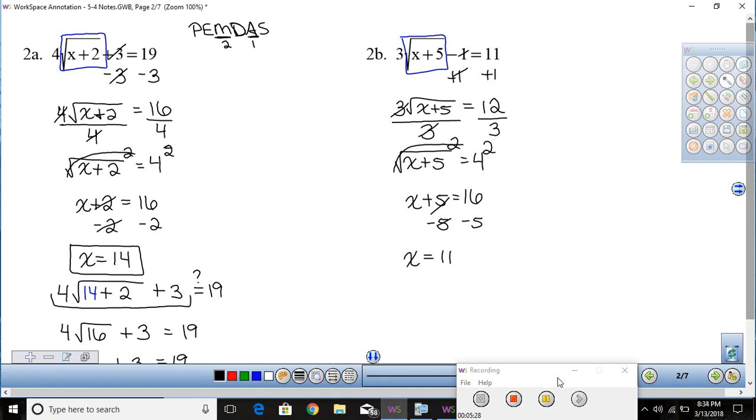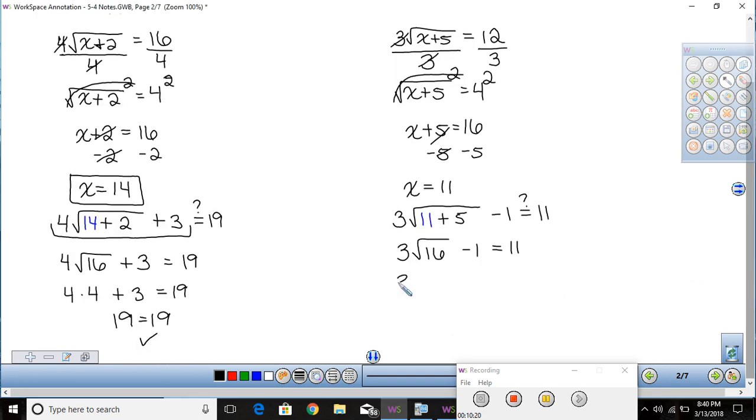Alright, so let's plug that into the x up here and check it. So I've got 3 times the square root of, plug 11 in for x, plus 5, and then you've got minus 1. Does that equal 11? Well, you've got 3, and then under the square root, 11 plus 5 is 16. And then the square root of 16 is 4.